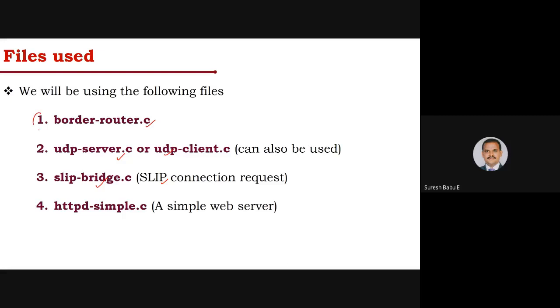So the first file is the border router file. The second file is the UDP server; we can use either UDP server or client. The third one is slip bridge, and the fourth one is HTTP simple. We can also call it CoAP. It's an application protocol. This is the file.